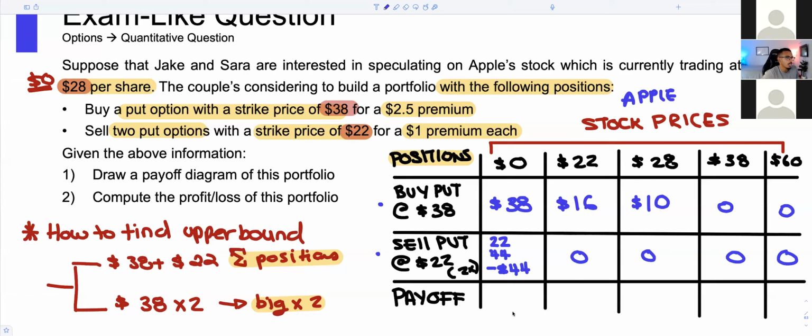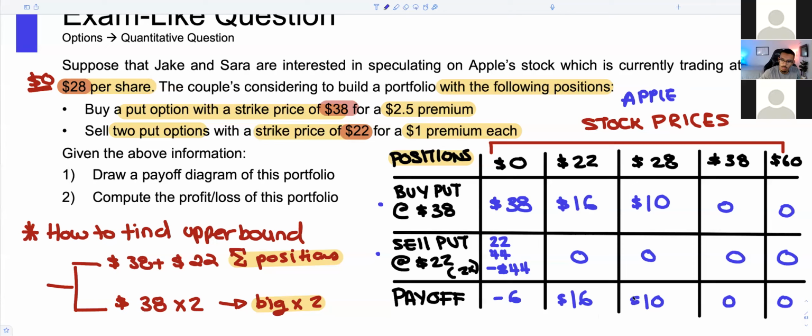What is 38? Is it actually that? No, it's minus 6. Yeah, it's minus 6. Unless I can't do math. Okay. And then here we would have 16. And here we would have 10. And here we would have 0. Here we would have 0.